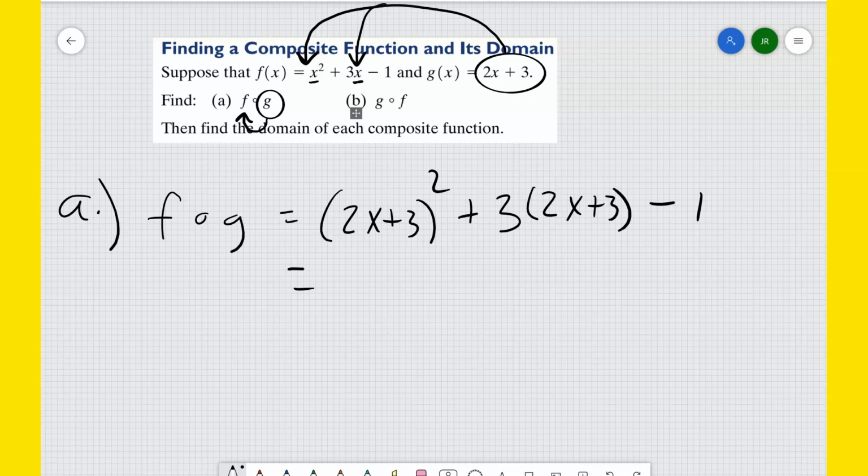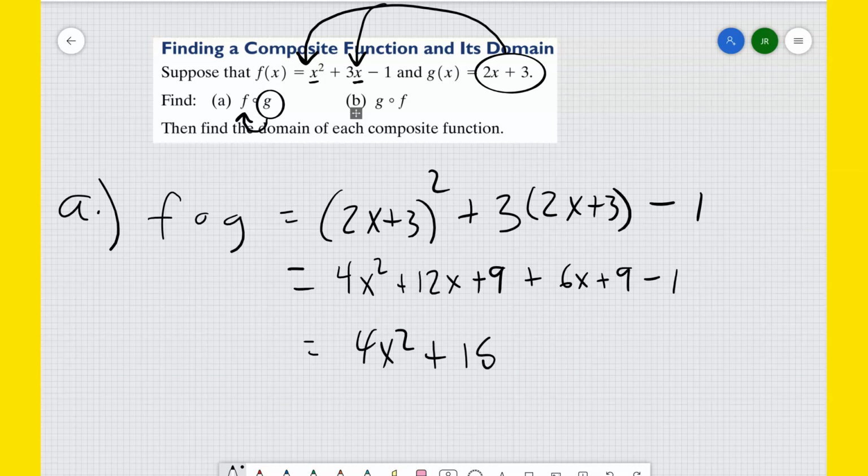So I'm just going to do this in my head. 4x squared plus 6x plus 6x, that's plus 12x plus 9. I had to think about how to FOIL this out, distributing this with itself. And then distribute the 3, so that's plus 6x plus 9 minus 1, which is 4x squared plus 18x. 9 plus 9 is 18, minus 1 is plus 17. So that's the f of g function.